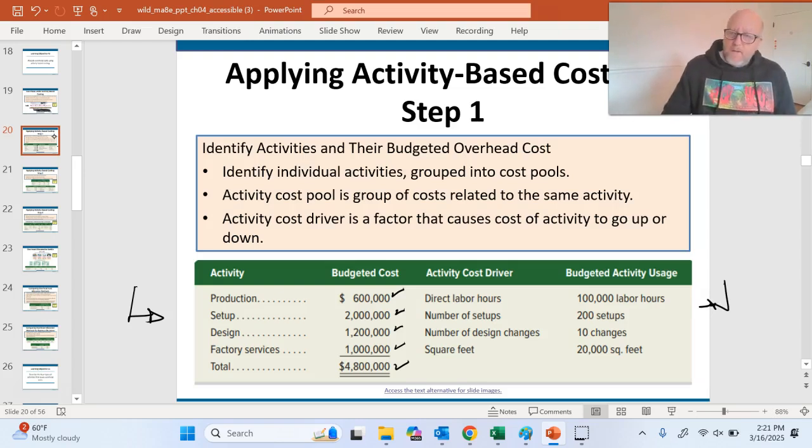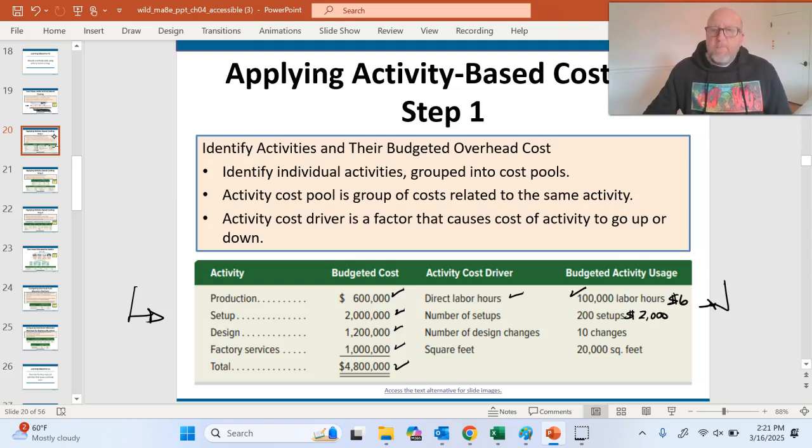Okay. And then step two really is, okay, let's allocate production based on direct labor hours. And we're expecting 100,000 direct labor hours associated with production. And therefore, I think we would say, let's allocate $6 of overhead for every hour of labor that we incur. Then we would allocate setup based on the number of setups. And if there are 200 setups and 2 million in overhead, then are we not saying that the setup would be 2,000 per setup?